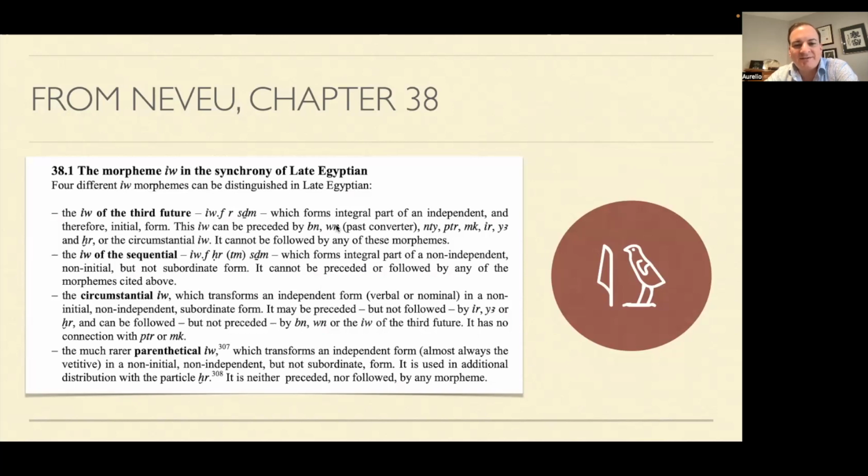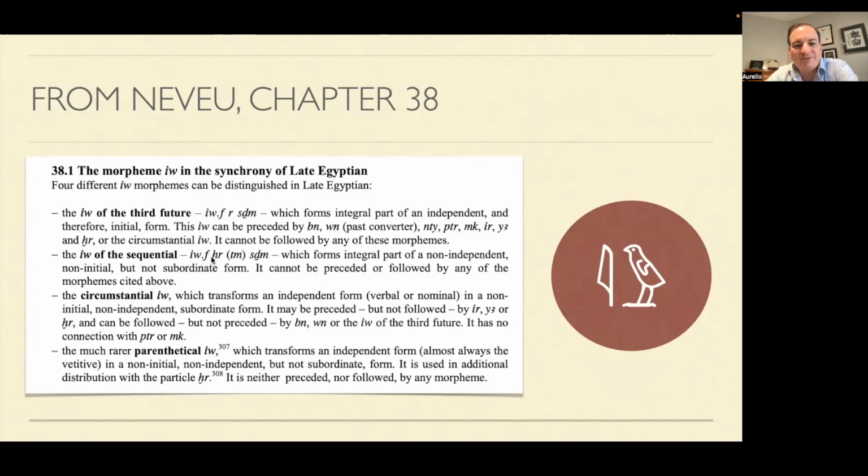But certain elements, converters, can only take initial forms after them. And then, basically, if you see iw.f sdm.f after nt, for example, you know that this is going to be a third future and not a first present. So that's kind of a helpful rule to know.